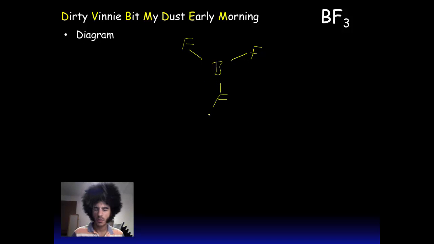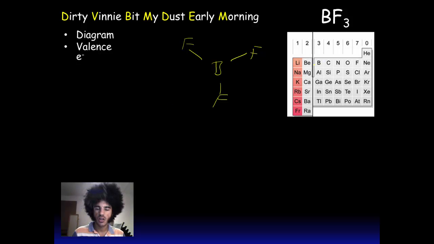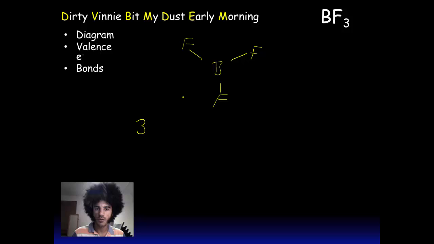attached to it. Now I'm going to go through the process as usual to see whether that is an accurate representation of what I've got. So I start with V for Vinny, which is valence electrons. Boron is in group 3, as you can see. So as a result, I have to write 3. I now have to consider the number of bonds. Well, there are 3 bonds from the 3 fluorines attached to it. So it's 3 plus 3, which equals 6 electrons.